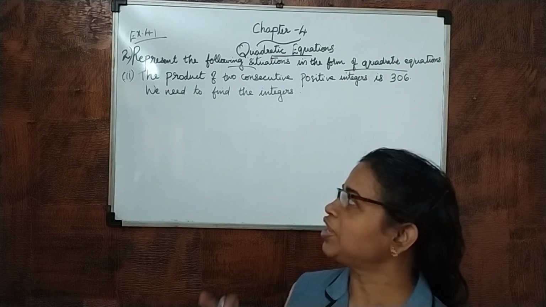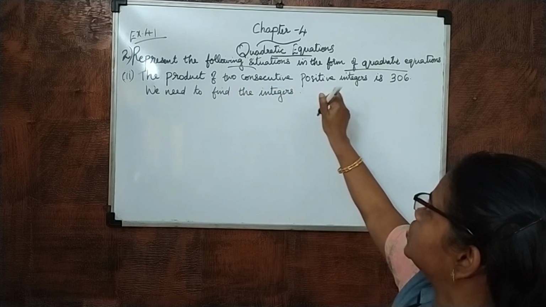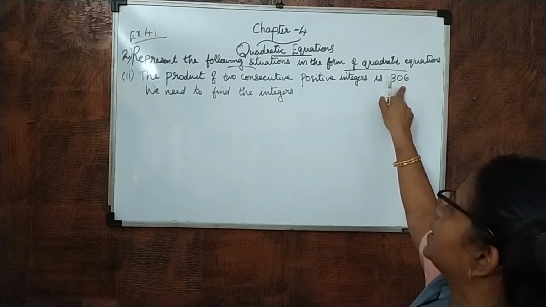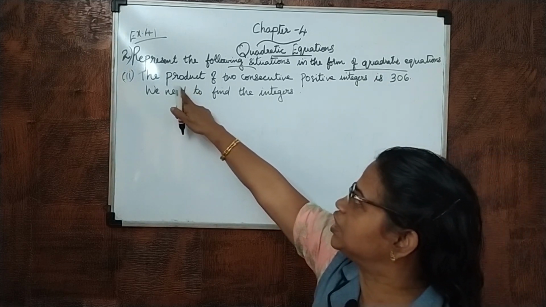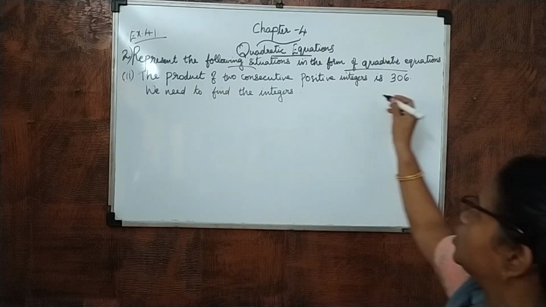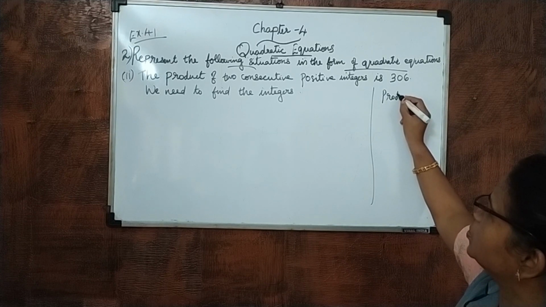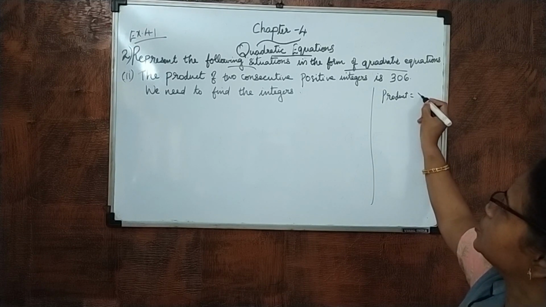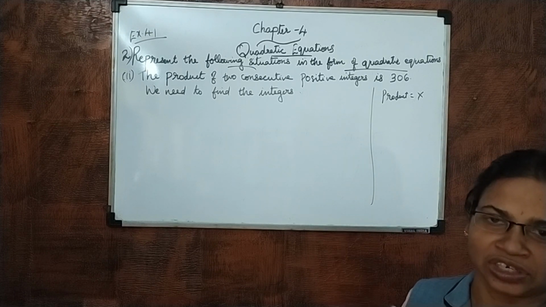Now read the question. The product of two consecutive positive integers is 306. We need to find the integers. So, the product of two. Product means what? In the working column, write the main points. What does product mean? Multiplication. Those who know, no need to write it, keep it in your mind.